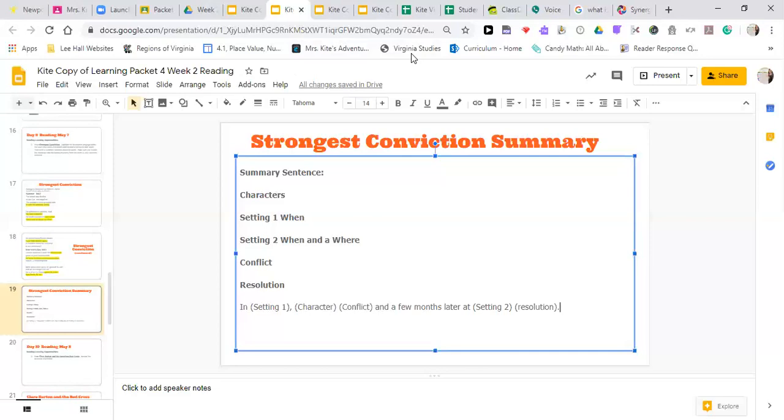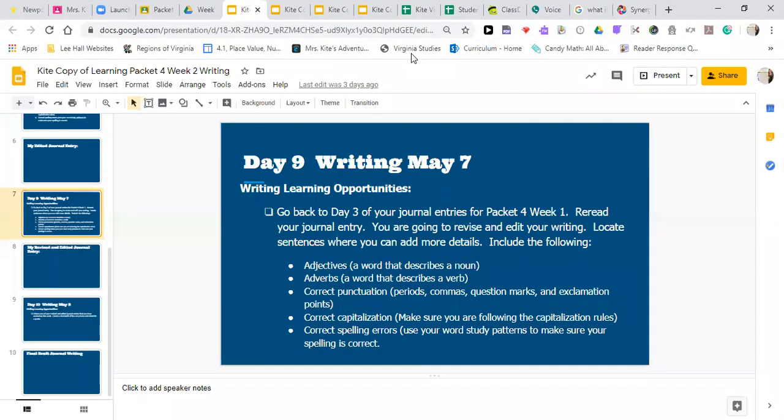All right, so now what we have for day 9 writing is we're revising a different piece of writing from last week. So day 3 of last week, you wrote a journal entry from the point of view of a child during the Civil War. You were supposed to write what you would have seen, what you would have felt, what you would have heard, what things you would be doing if you were alive during the Civil War. I want you to go back and reread your journal entry. You are going to revise and edit your writing. You're going to locate sentences where you can add more details.